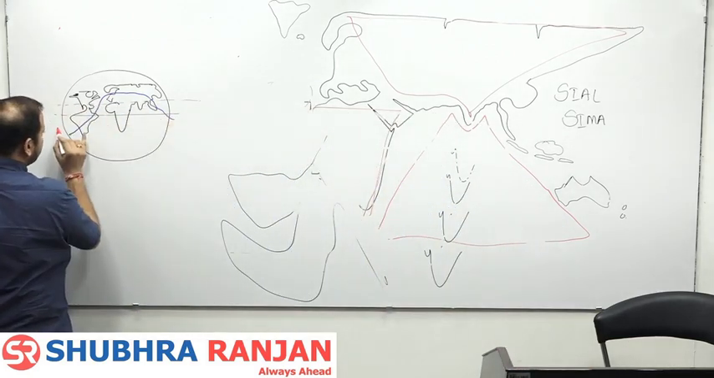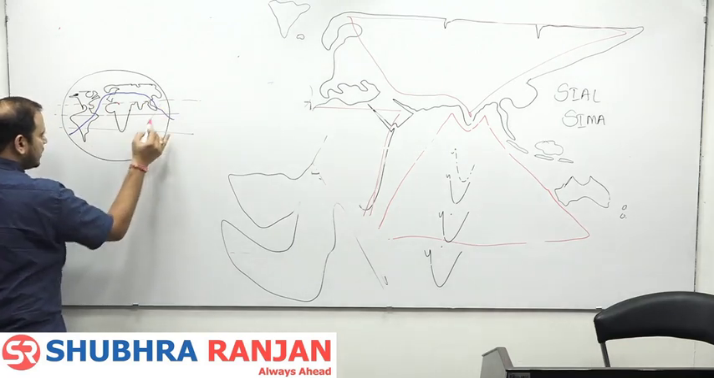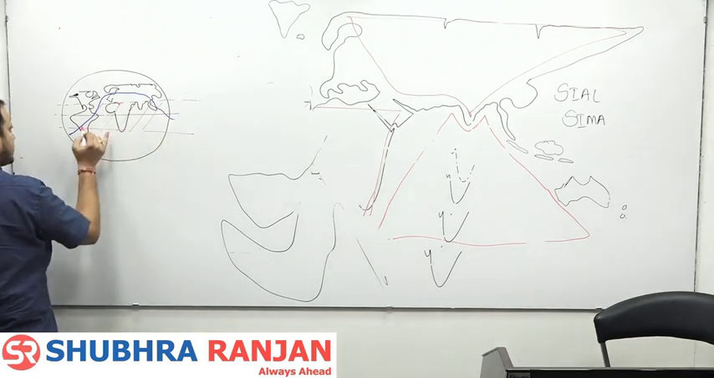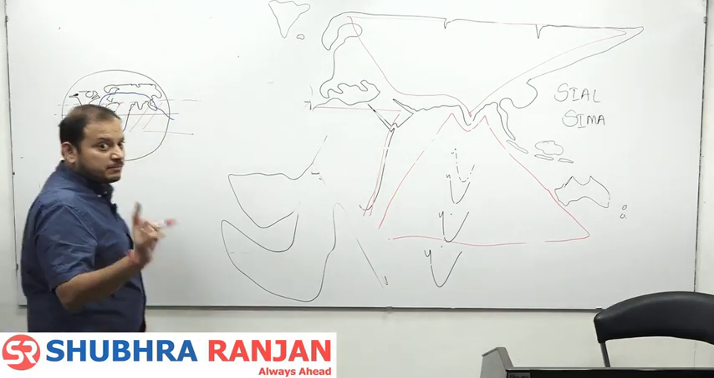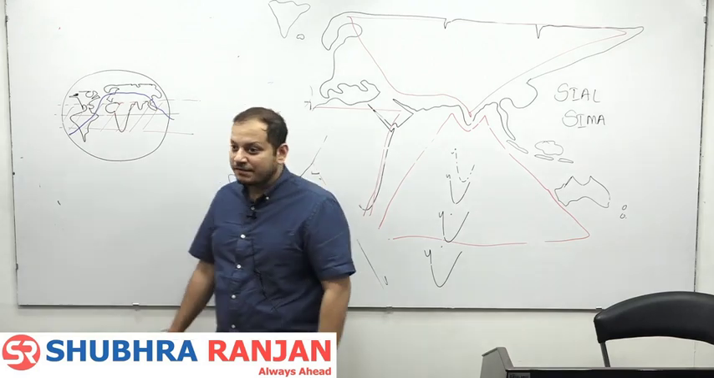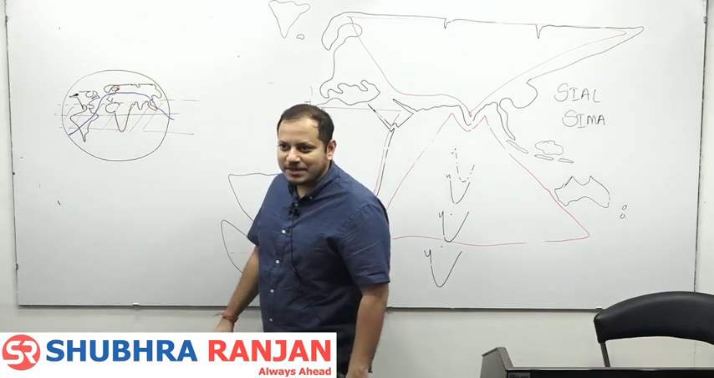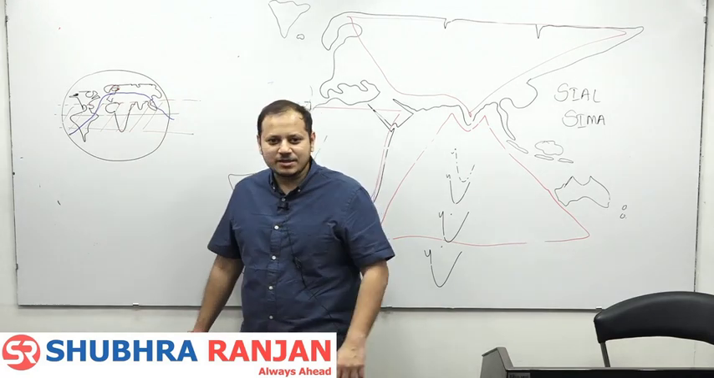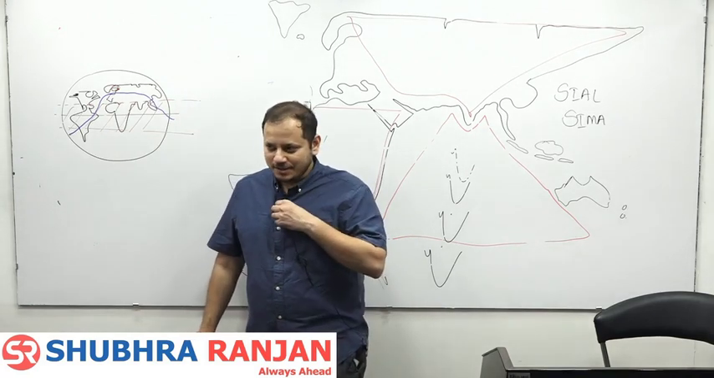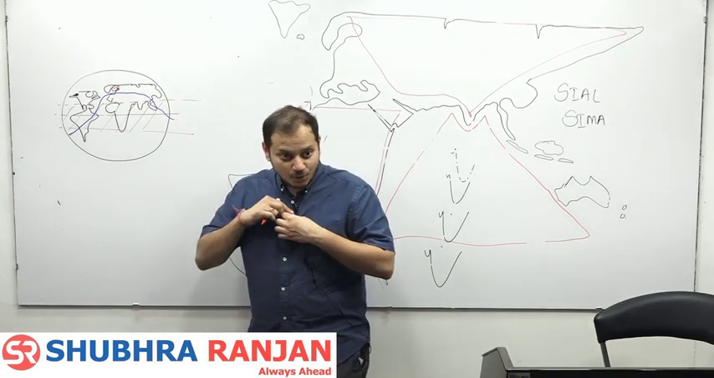Fine? This is where the Tropic of Capricorn is. These are the tropics. Getting it? But when Wegener was studying, where did he find the coal deposits? In this region. Where did he find the coal deposits? Why did the industrial revolution start in England? Because of the discovery of coal.